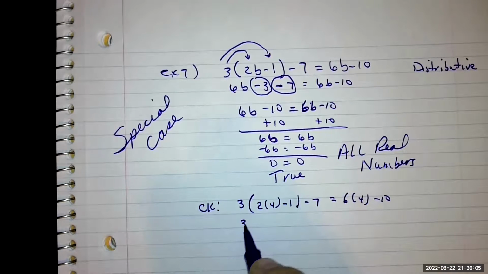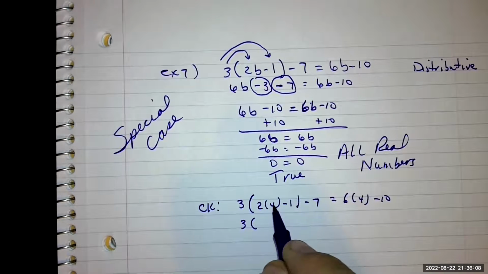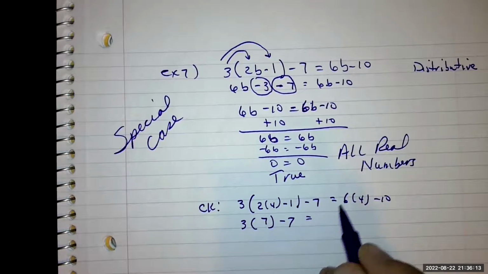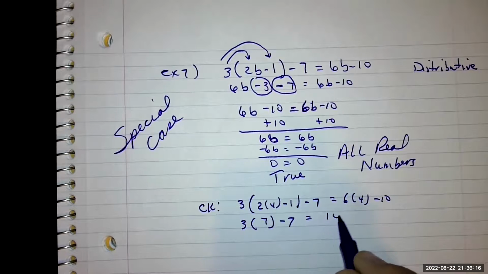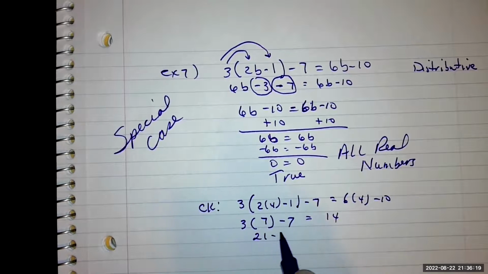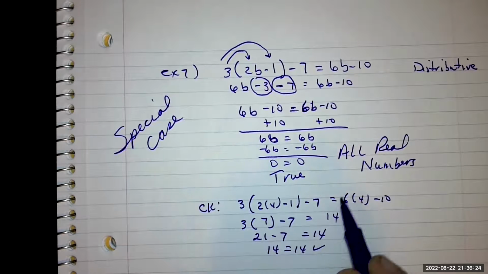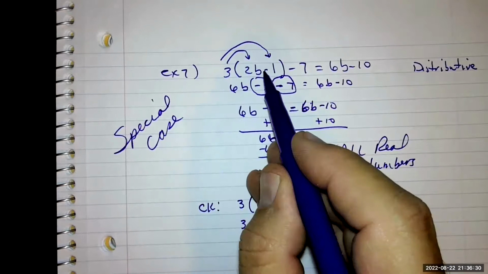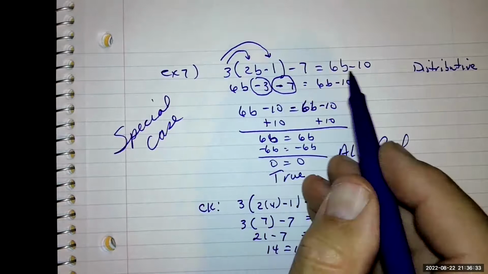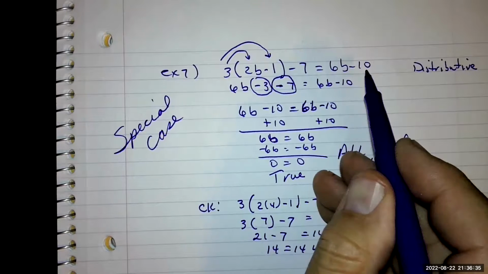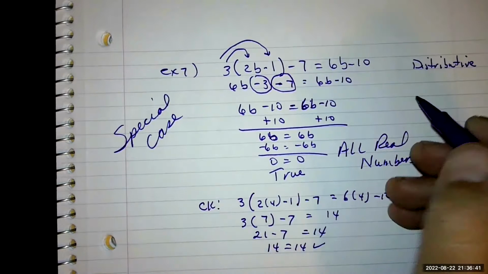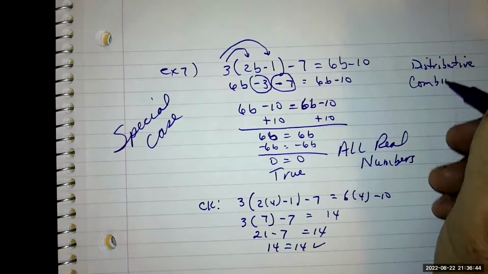All right, so here we go. 2 times 4 is 8. Minus 1 is 7. 3 times 7 is 21. This is going to be 24 minus 10. That's 14. All right, 21 minus 7, 14 equals 14. So see, it worked. Now we could pick another number. We could pick 0. 0 makes it minus 1. That's a minus 3, minus 1, and a minus 7 is minus 10. 0 times 6 is 0. 0 minus 10 is minus 10. So see, it works. It doesn't matter what number you use when you do the math.